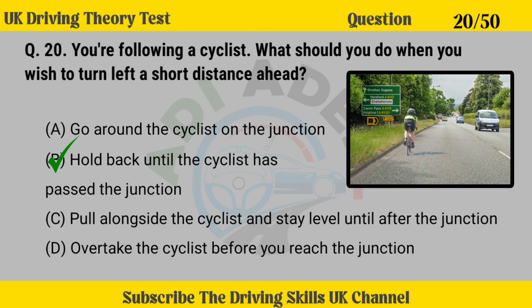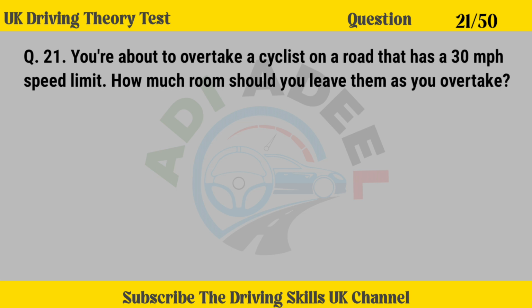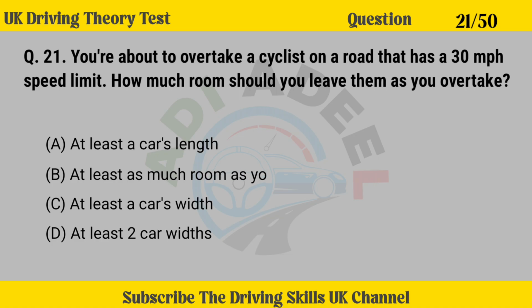The right answer is B. Hold back until the cyclist has passed the junction. Question 21. You're about to overtake a cyclist on a road that has a 30-mile-per-hour speed limit. How much room should you leave them as you overtake? A. At least a car's length. B. At least as much room as you would if you were overtaking a car. C. At least a car's width. D. At least 2 car widths.